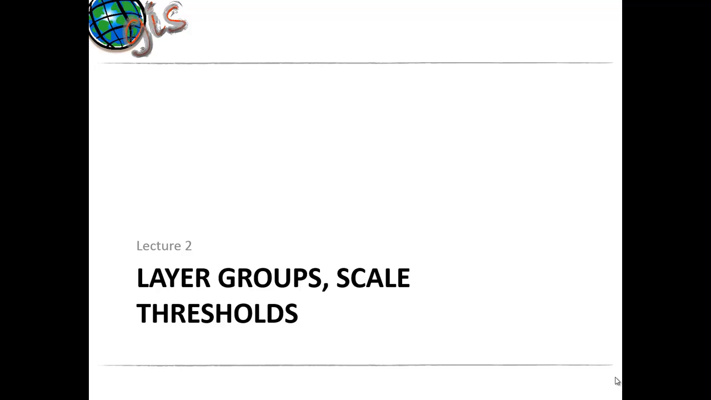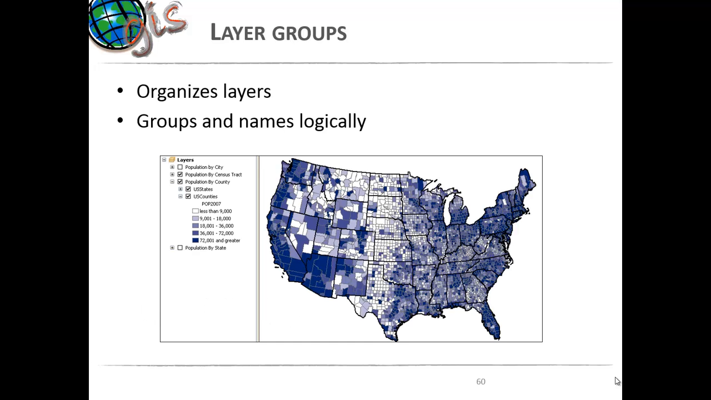So layers, groups, scale, thresholds. You organize your layers within the map, and you name your groups. You create your analysis into one group, and your base layers or ground features into one group, and so on and so forth. And you name them logically, because once you have like 3 or 4 layers in your map, that's not going to be a big deal.